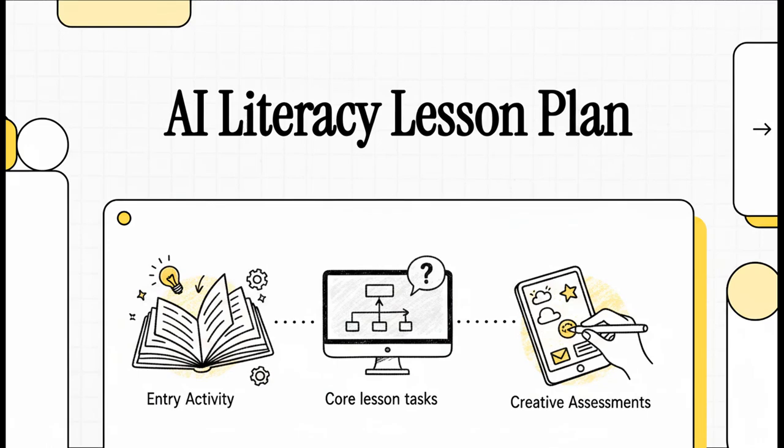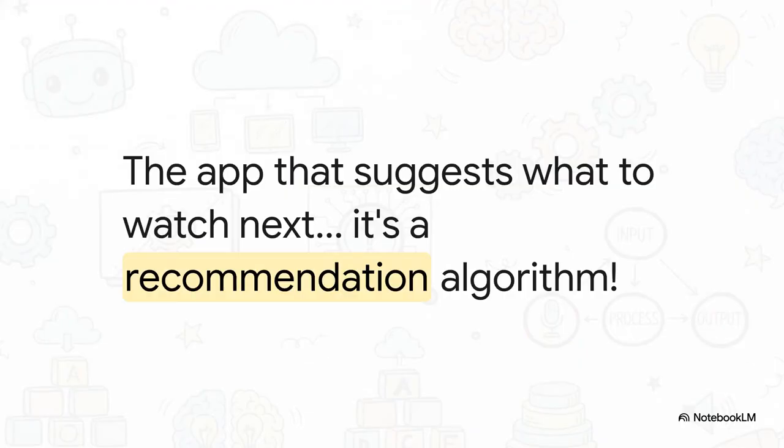Welcome to the Explainer. Today, we are diving into a complete 1-hour lesson plan designed to teach AI literacy to kids around 10 to 12 years old. We're going to cover the whole shebang: a great hook to get them interested, the core lesson tasks, and some really creative ways to see what they've learned. So let's jump right in.